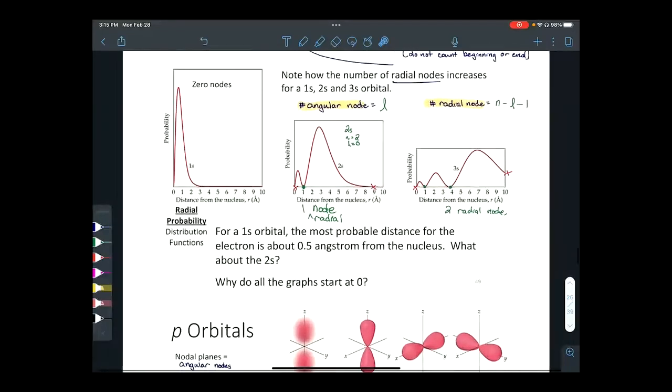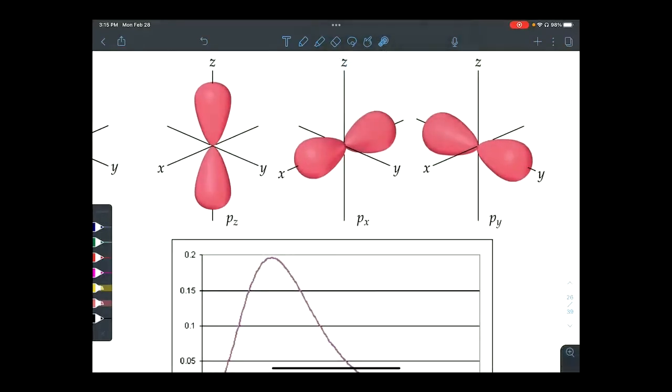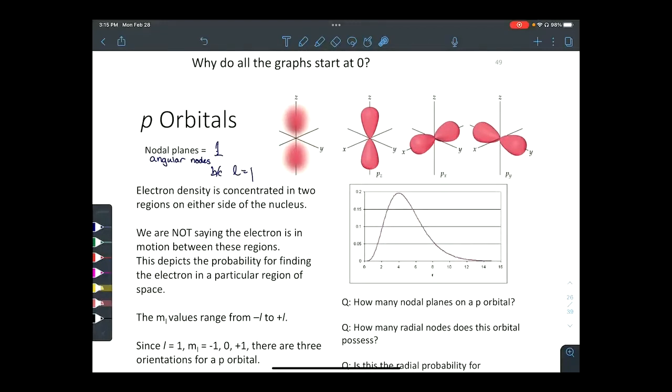Okay, so that is an s orbital. Now let's look at a p orbital. We have one angular node, or the number of nodal planes here is 1 because L equals 1. And here are our shapes. Some details about that p orbital, because we have 3 different orientations. We can name them based upon the axes each of the lobes lies on. So this is what we call a pz orbital, because the lobes lie on the z axis. This is a px orbital, and here's a py orbital. So we have 3 different unique orientations. Those represent each of your possible ml values.